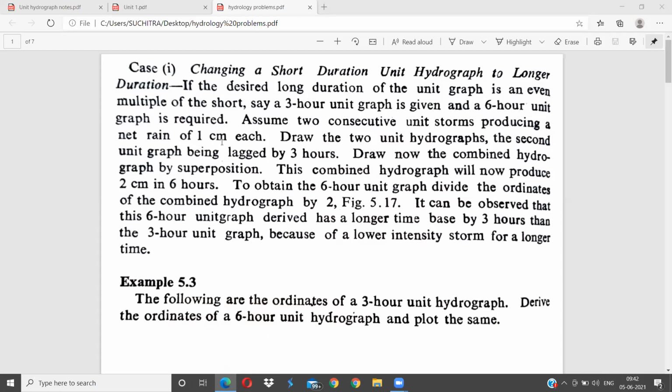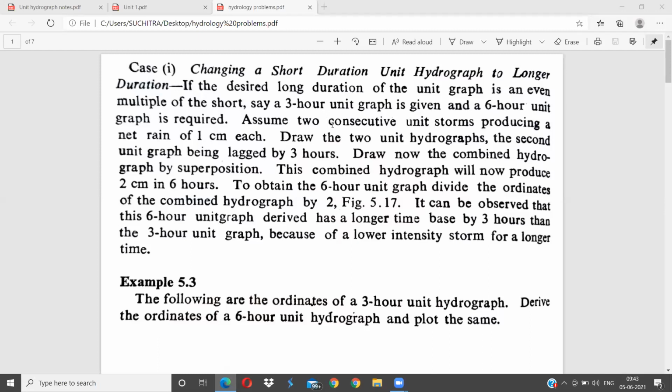That means we have to select 2 consecutive lines which produce a volume of runoff equal to 1 centimeter. Now draw 2 unit hydrographs, the second unit hydrograph being lagged by 3 hours. That means we are changing a short duration unit hydrograph to a longer duration unit hydrograph such that the longer duration unit hydrograph is an even multiple of the shorter duration.